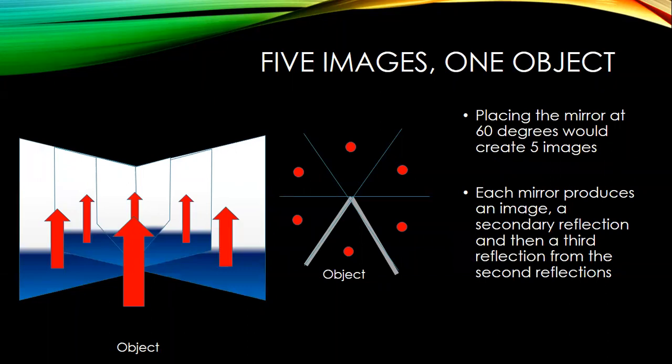Basically, we will see as we get to more complex optical devices that when we create an image, if it's virtual or if it's real, that image can become the object for another image if our optics are set up that way.